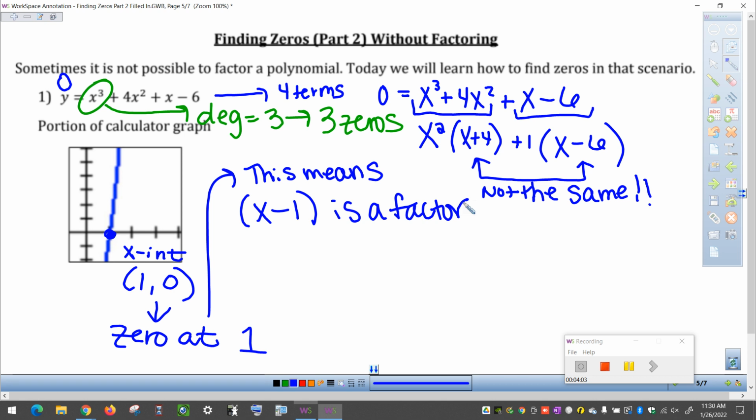So that was another little thing that we talked about a while back. It's called the factor theorem. That whatever the value of the 0 is, subtract that from x and put it in parentheses, and that's one of your factors.